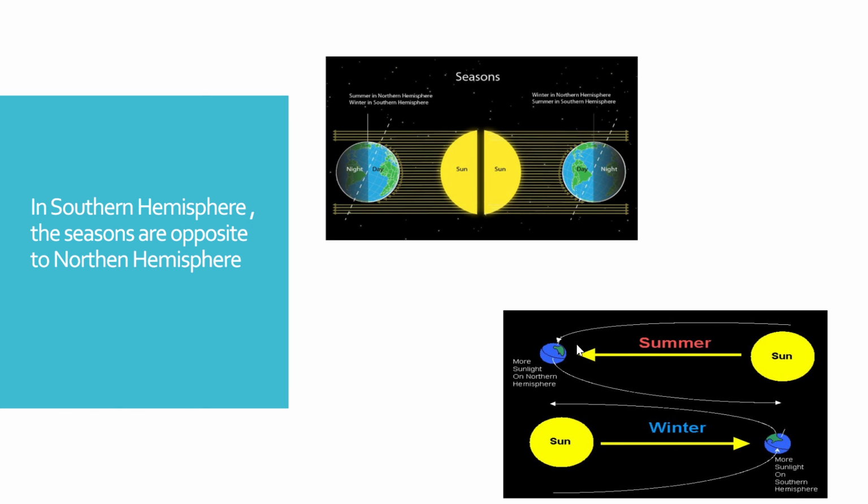So you can see in the picture how the axis is tilted, and when this portion, the northern hemisphere, is receiving more sunlight in this position. When the earth is moving and coming to this position, there will be more sunlight in the southern hemisphere. So in this way, the cycle of seasons gets repeated itself year after year.